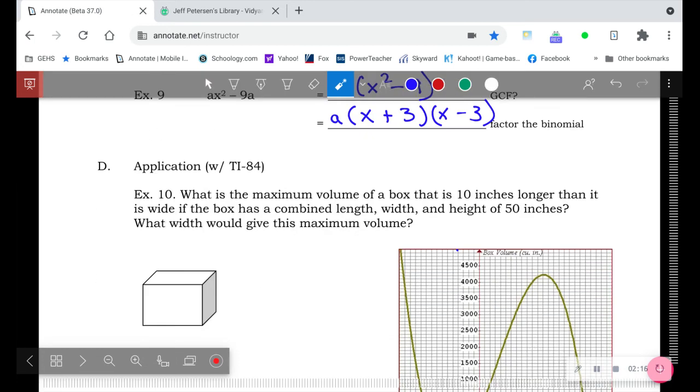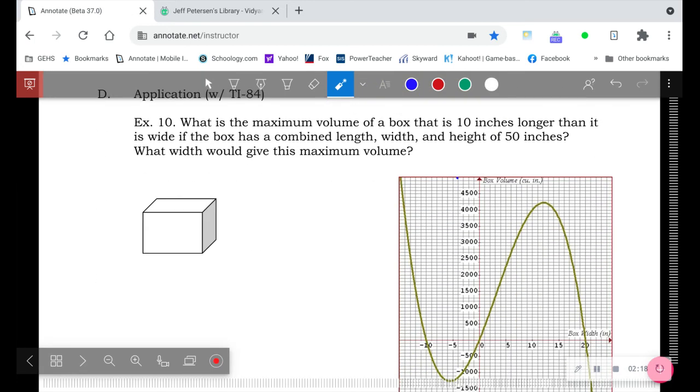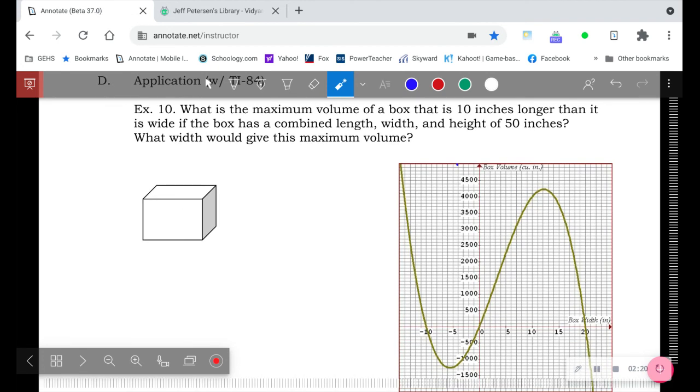Okay, the next problem, I should have a graphing calculator in view, but I have to do it without it, so you guys are going to have to pay real close attention here. What we have is a box, and they tell us that the box is 10 inches longer than it is wide. So if we call the width x, this is x plus 10. And it tells us the length, the width, and the height. I'm going to call this h for now, just temporarily. The length, the width, and the height add up to 50 inches.